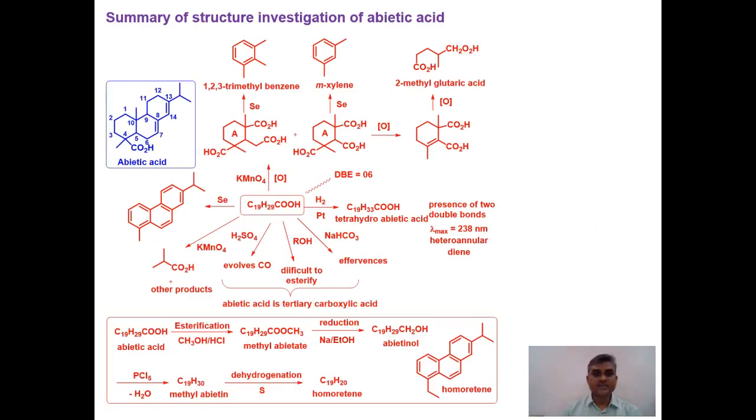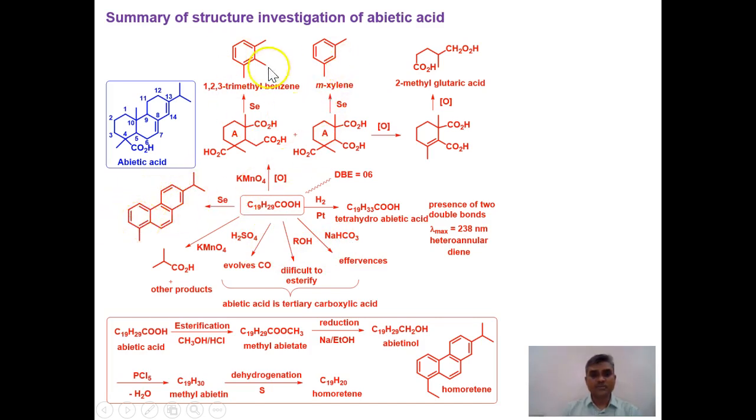Now let us make a summary of this investigation: how far we have progressed in determining the structure of abietic acid. First of all, we calculated the double bond equivalence from the molecular formula. Then we did the hydrogenation to prove the presence of two double bonds. The presence of a tertiary carboxylic acid was proved on the basis of these three experiments. Then the phenanthrene skeleton was proved on the basis of retene formation.